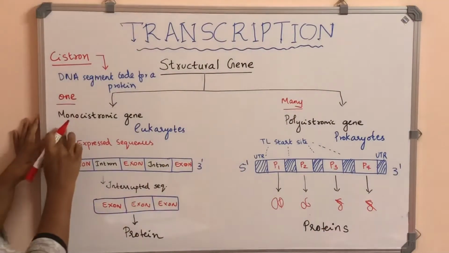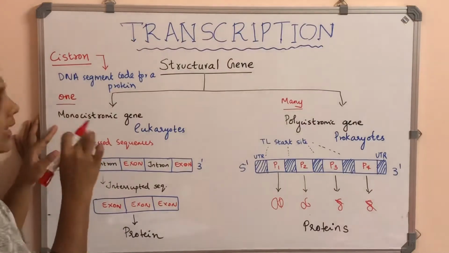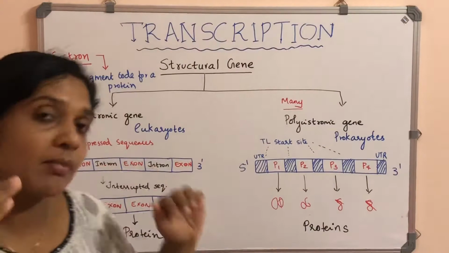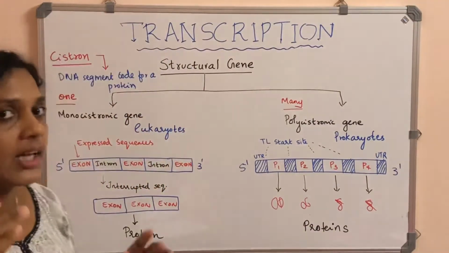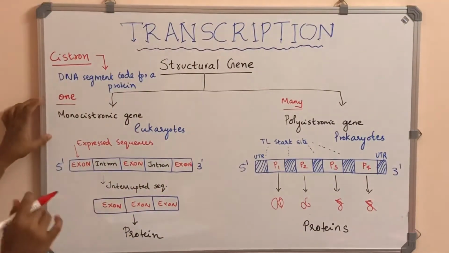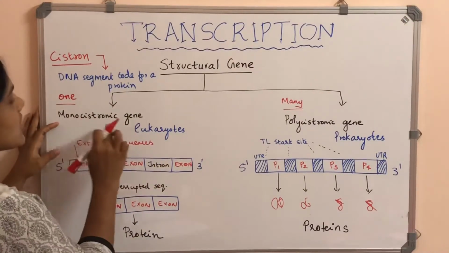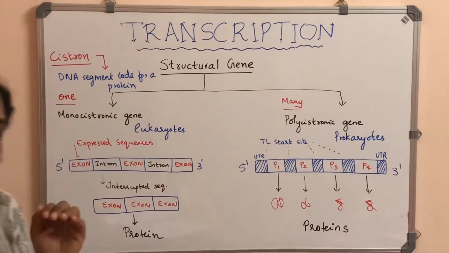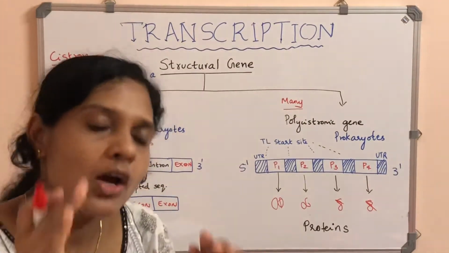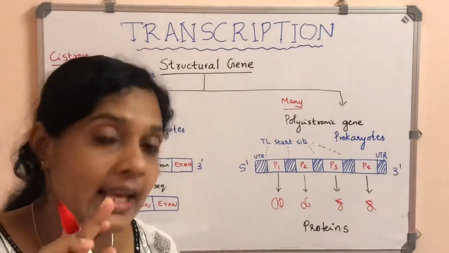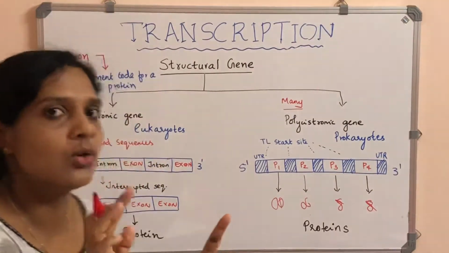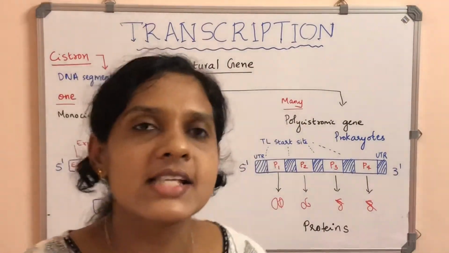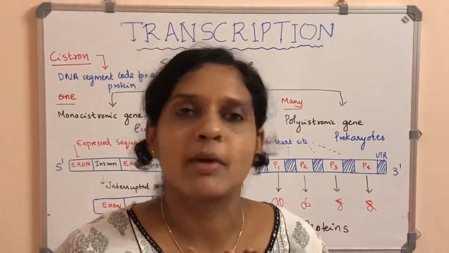Monocistronic means only one. Mono means one. What is a cistron? A cistron is a DNA segment, the segment of DNA that codes for a peptide, that codes for a protein. So the structural genes in eukaryotes are of monocistronic type. That is, they have the ability of producing only one type of protein from a single DNA segment. You got the point. Like human beings, they synthesize only one protein from a single segment of DNA.